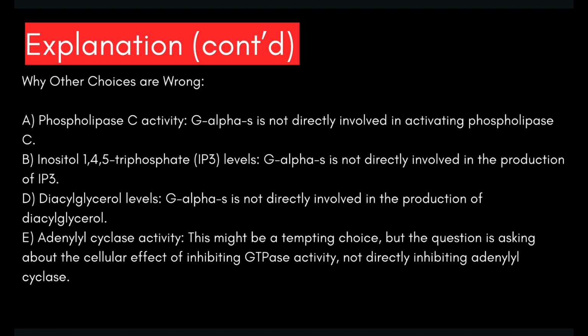B, inositol 1,4,5-triphosphate, known as IP3 levels. G-alpha S is not directly involved in the production of IP3. If you remember from what I was talking about, GQ was involved in IP3 levels, not G-alpha S. Diacylglycerol levels. G-alpha S is not directly involved in the production of diacylglycerol. Once again, that was a GQ. Adenyl cyclase activity. This might be a tempting choice, but the question is asking about the cellular effect of inhibiting GTPase activity, not directly inhibiting adenyl cyclase. So these are why the other answer choices are wrong. Let's move on to the next question.